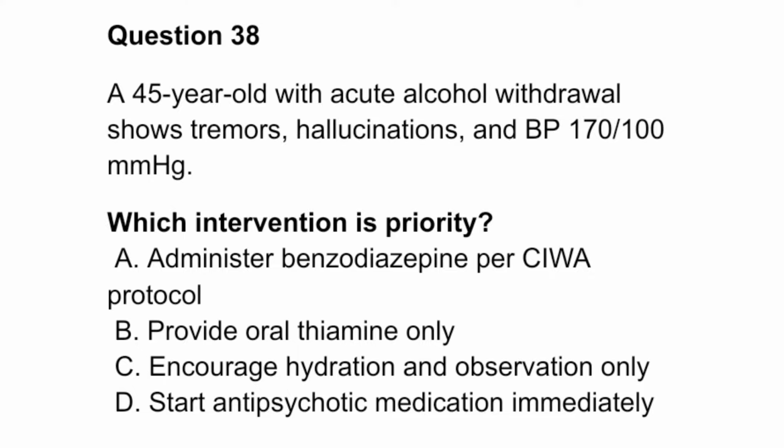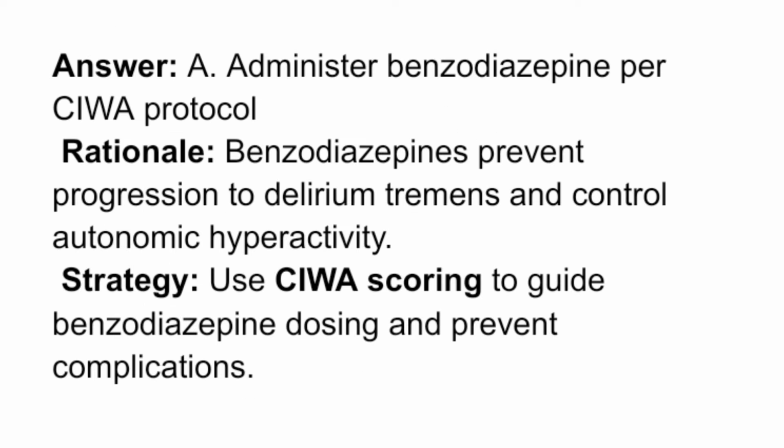Question 38. A 45-year-old with acute alcohol withdrawal shows tremors, hallucinations, and BP 170/100 mmHg. Which intervention is priority? A. Administer benzodiazepine per CIWA protocol. B. Provide oral thiamine only. C. Encourage hydration and observation only. D. Start antipsychotic medication immediately. Answer: A. Administer benzodiazepine per CIWA protocol.